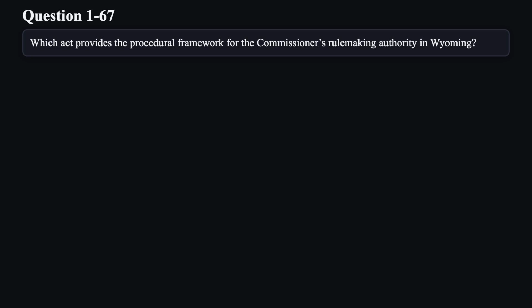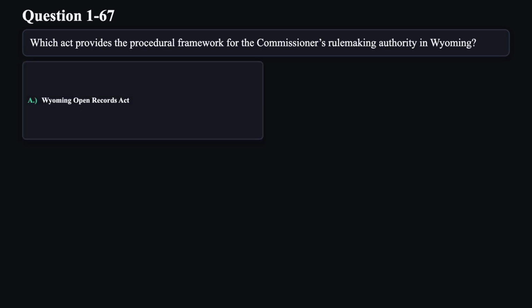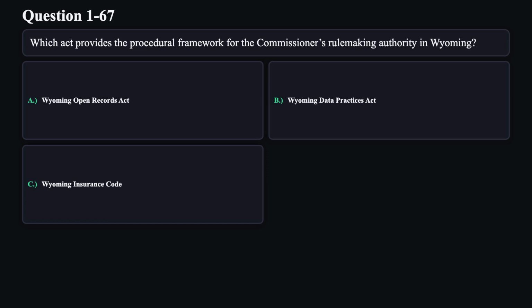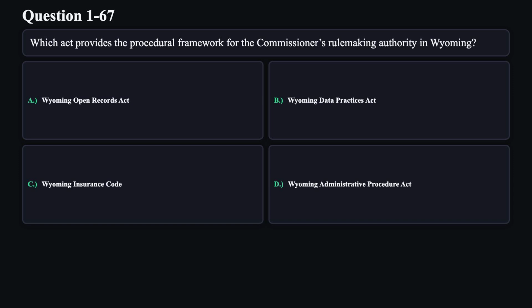Question 67. Which act provides the procedural framework for the commissioner's rulemaking authority in Wyoming? A. Wyoming Open Records Act. B. Wyoming Data Practices Act. C. Wyoming Insurance Code. D. Wyoming Administrative Procedure Act.